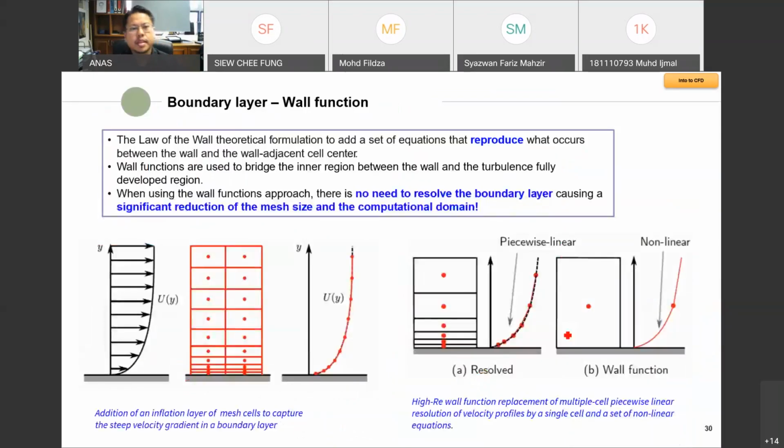One thing that I want to cover quickly is what we call the wall function. The wall function is quite important, especially if the region, your area of interest in your study, is located near the bottom.